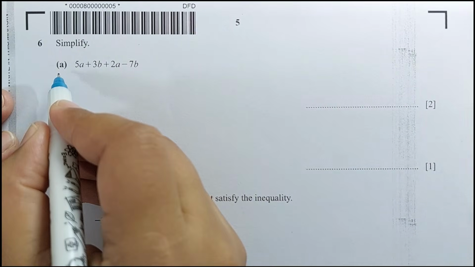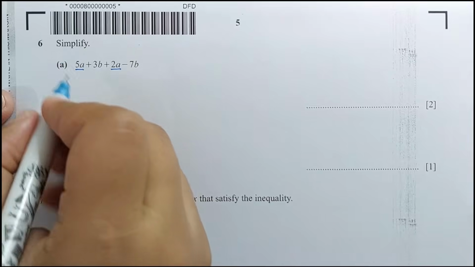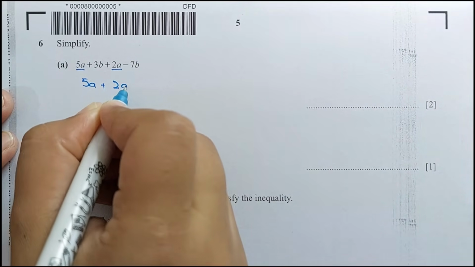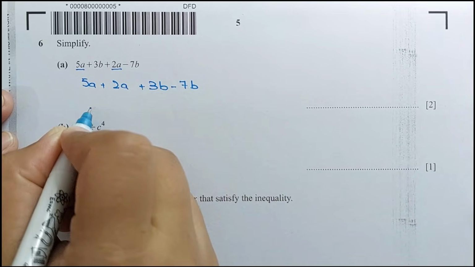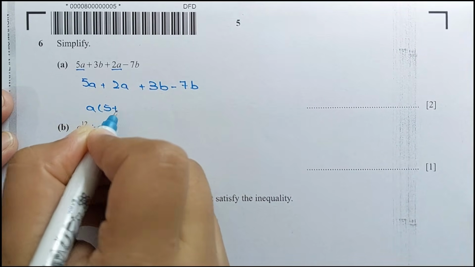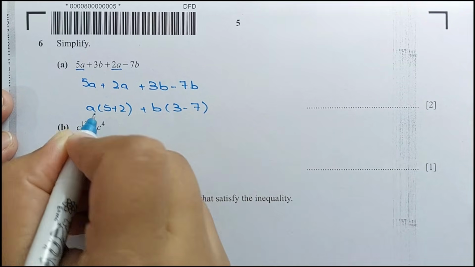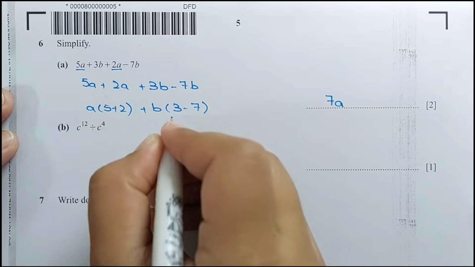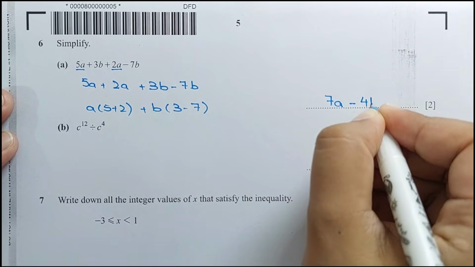Question number 6, simplify. Part A, we have A terms and B terms. So combine the A terms, that is 5A plus 2A, and the B terms are 3B minus 7B. So A is common, we are left with 5 plus 2, and taking B common, we are left with 3 minus 7. So 5 plus 2 is 7A, and 3 minus 7 is negative 4B.